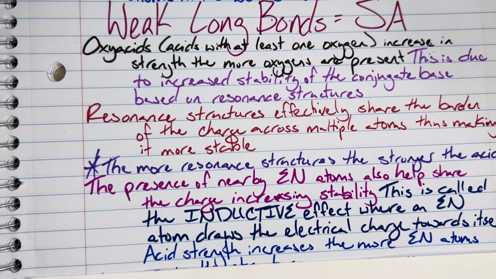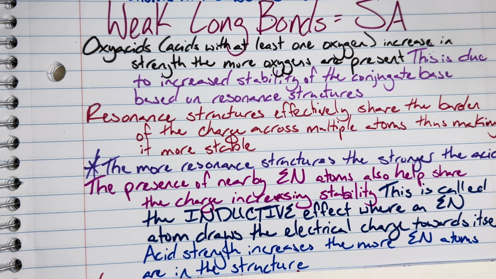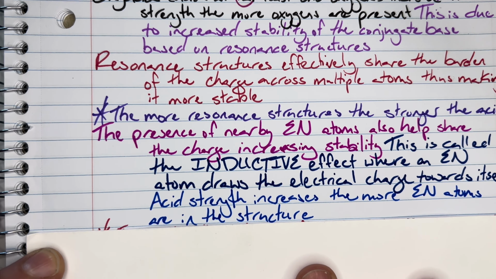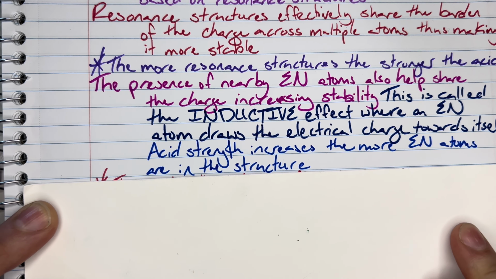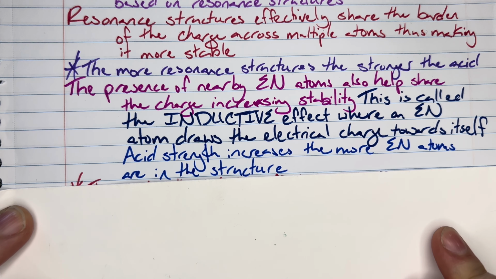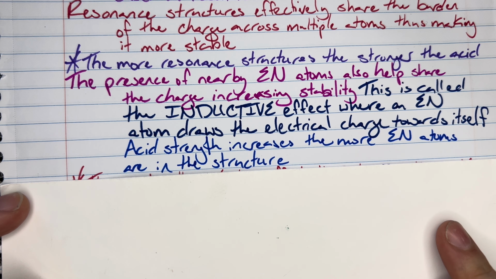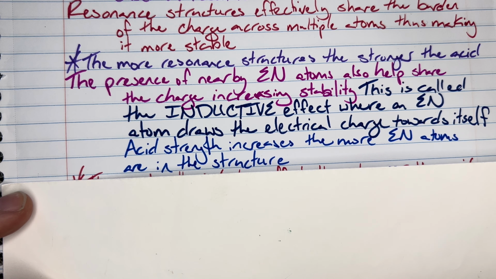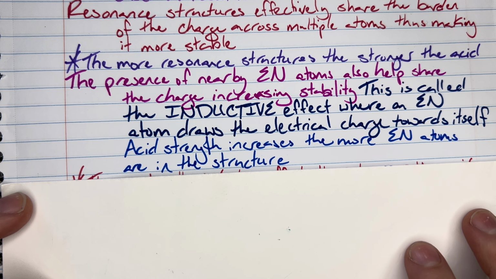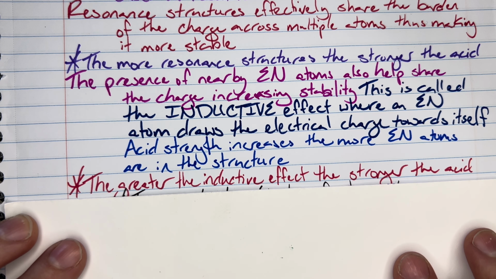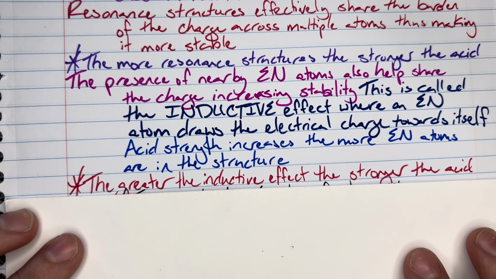Acid strength increases the more electronegative atoms are within the structure. Same as if I add more oxygens, I'm more stable. If I add more electronegative atoms to the same structure, I am going to be more stable because I am able to share the burden of that charge more easily. The greater the inductive effect, the stronger the acid is going to be.